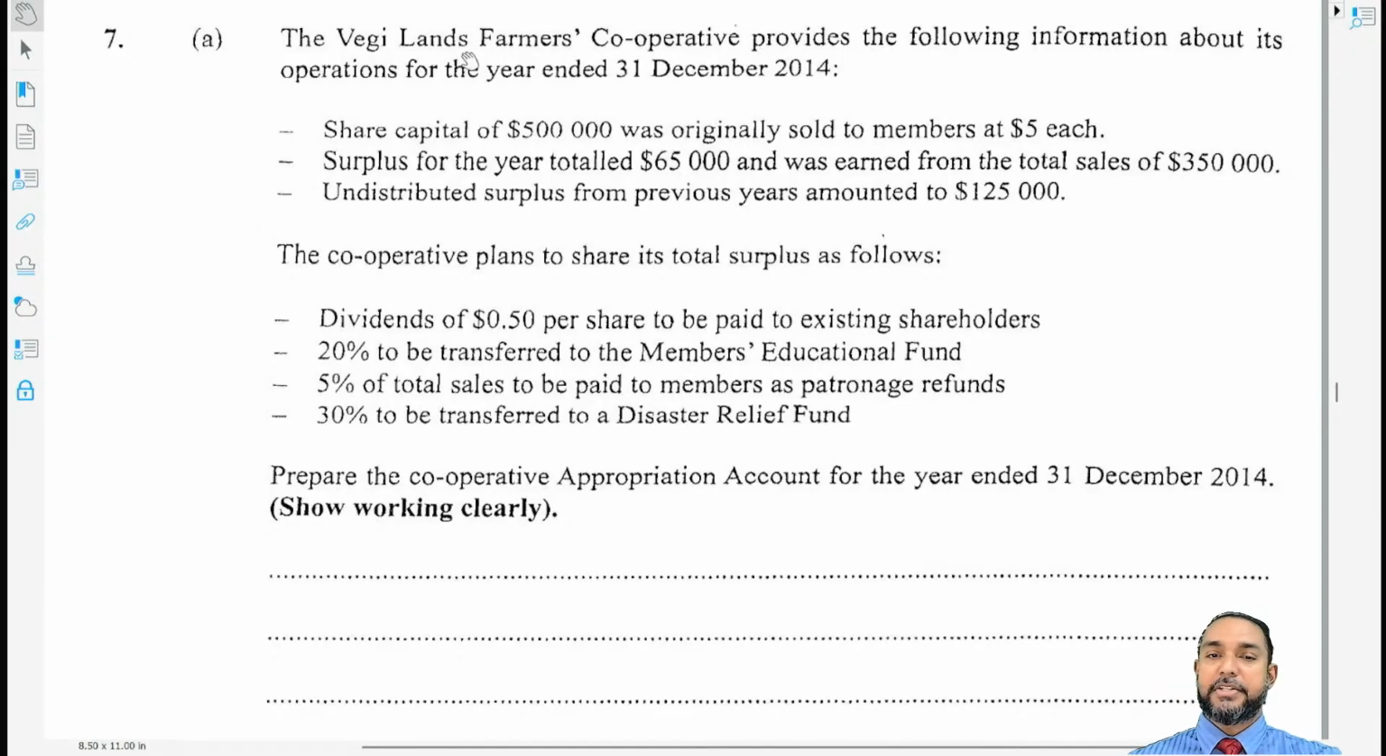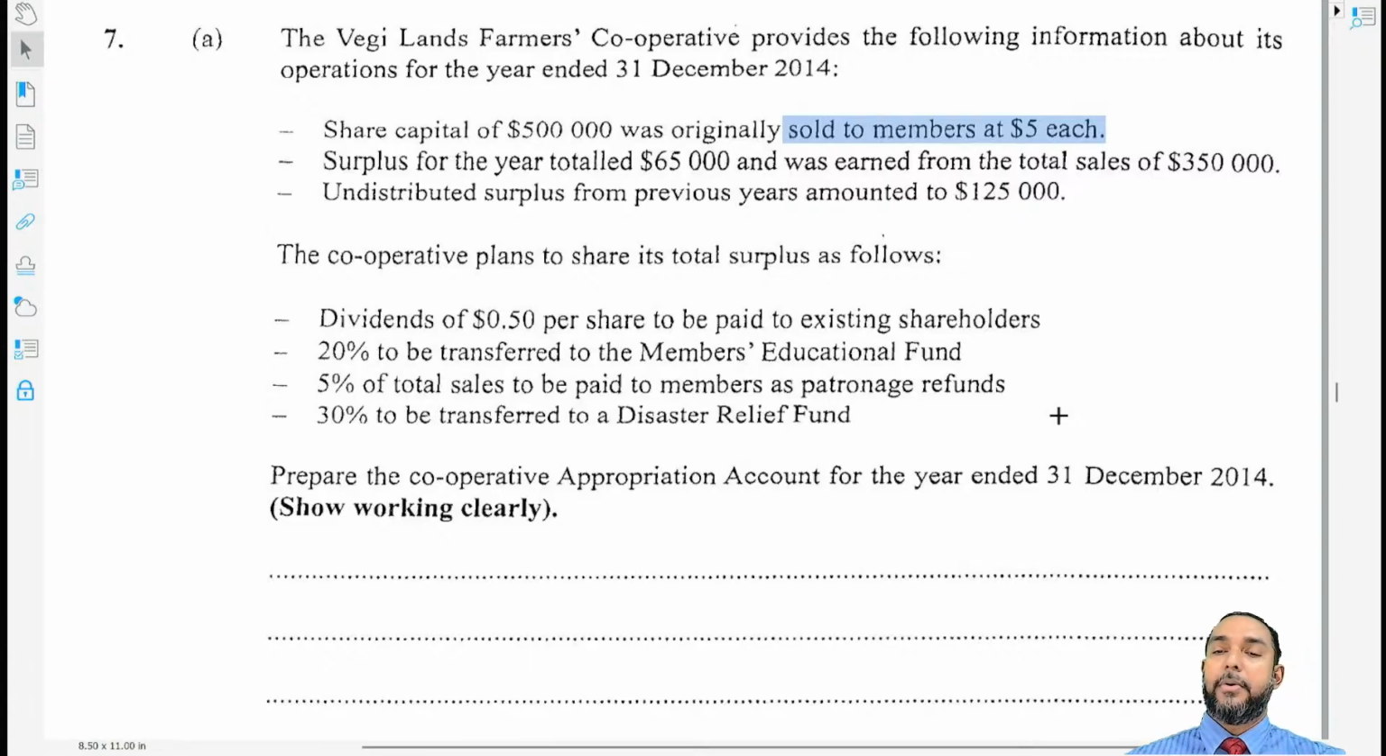Right, so the Veggie Lands Farmers Cooperative provides the following information about its operations for the year ended 31st December 2014. Okay, so we have share capital of 500,000 that was originally sold to members at $5 each. So this number here is not the number of shares. This here is the total value of share capital. So they sold shares to raise a total of $500,000, and each share was sold at $5 each.